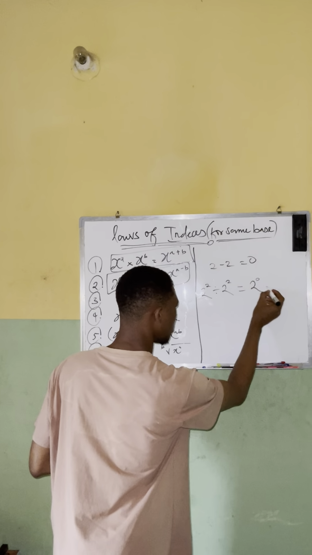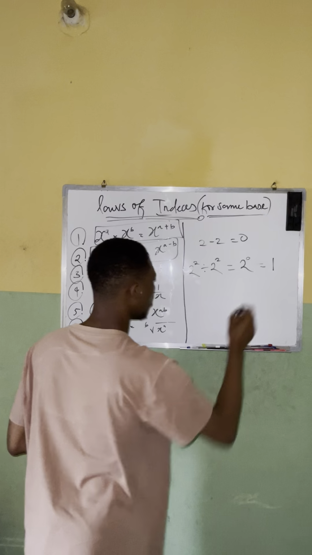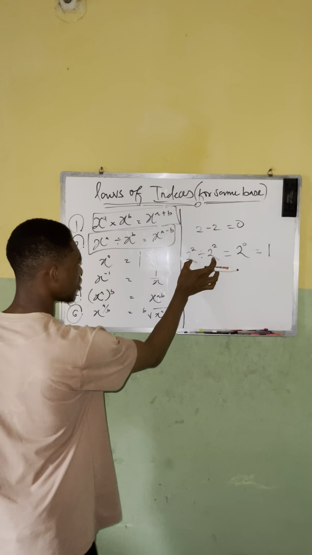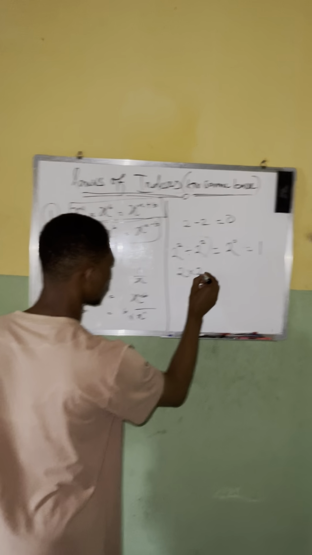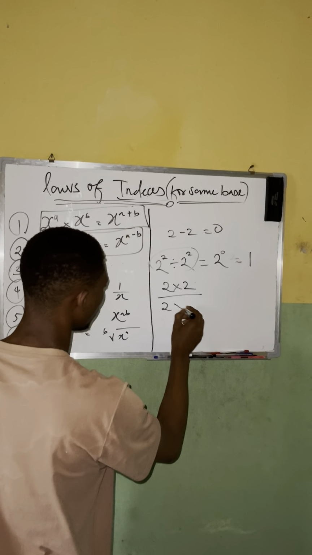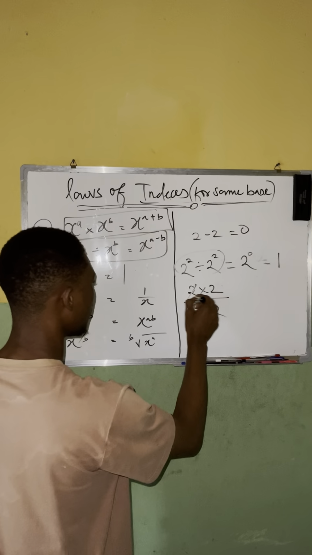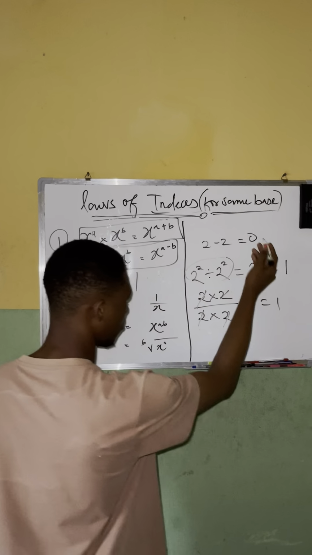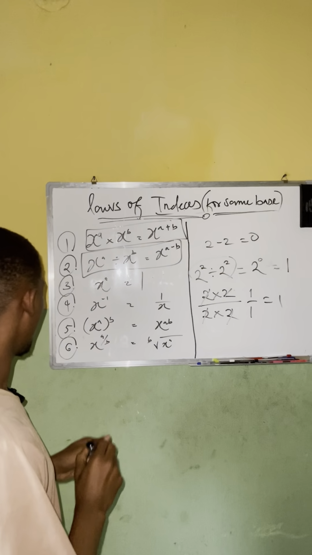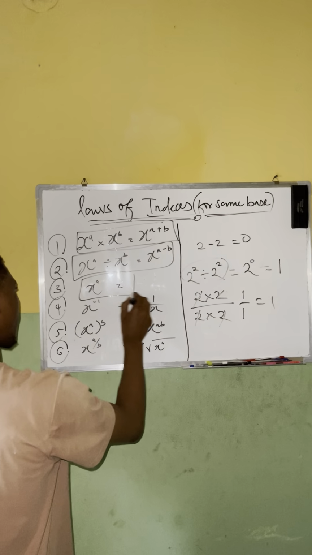And we are telling you that this is equal to 1. Here's why. Take this into first principle. This means 2 times 2 over 2 times 2. So everything cancels out, leaving you with 1 over 1, which is equal to 1. So that's it for this one.